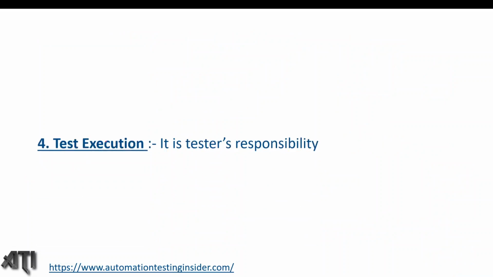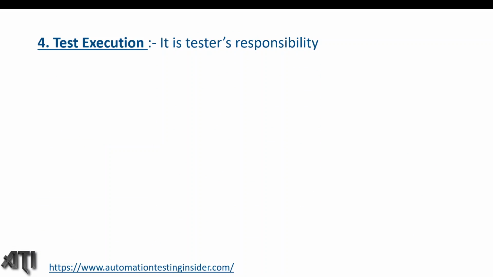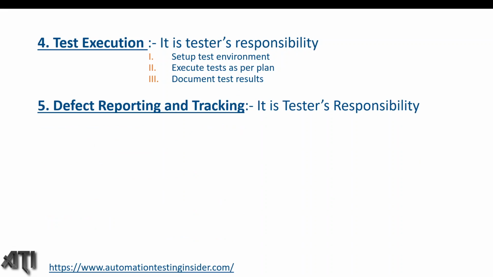The next is test execution. It is the tester's responsibility. Set up the test environment as part of test execution. Execute the test cases as per the plan. Document test results, and we will document the test results as part of test execution, whether it is failed or passed. And the next thing is defect reporting and tracking.